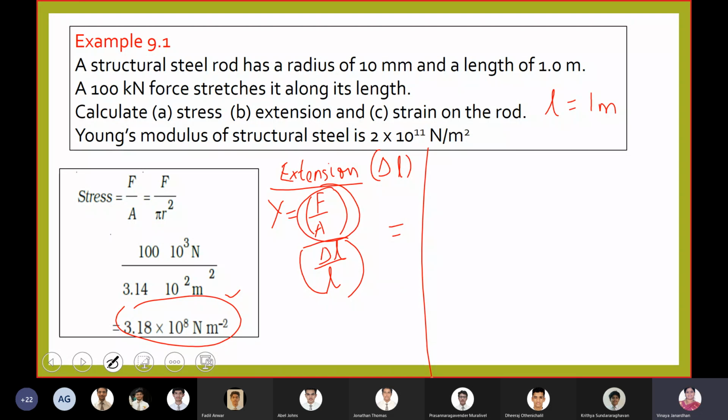Muzamil, what will be the formula for now? What will be the expression for delta L? Muzamil? I don't think Muzammil is there in the class. He's on a leave, medical leave. Okay.